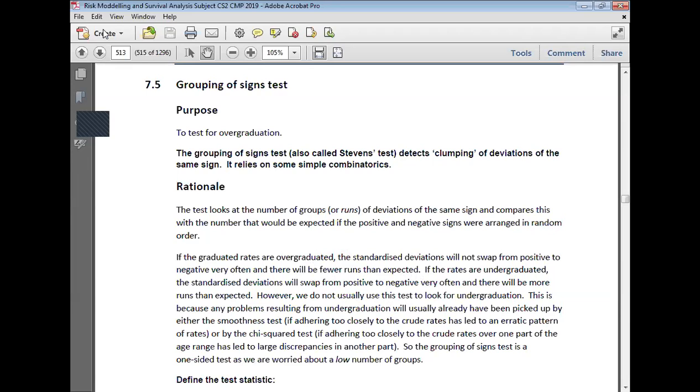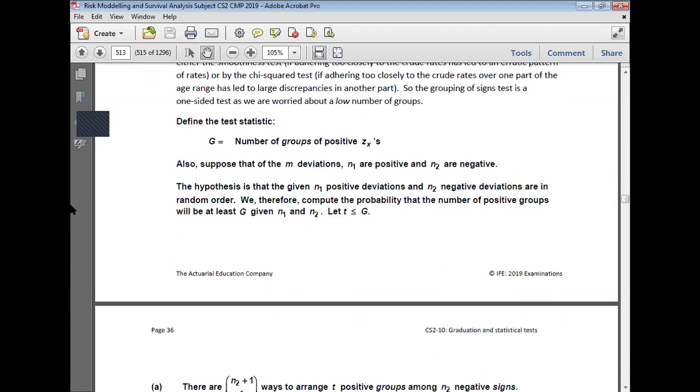Because if we, let's say, only have a small number of groups, then we are in a way saying that it takes positive, positive, positive for a longer amount of time consistently. And that is what we want to avoid. So here, we will define our test statistic G as the number of groups of positive Zx. So this is what I want to compare against.